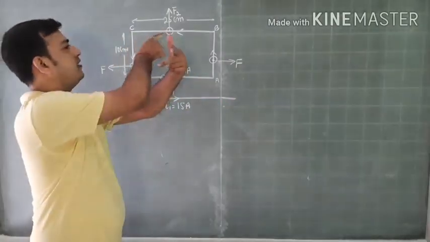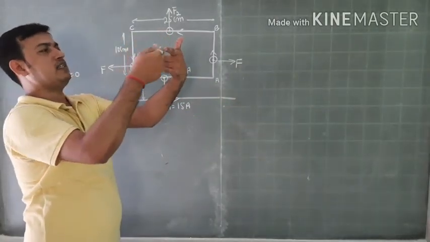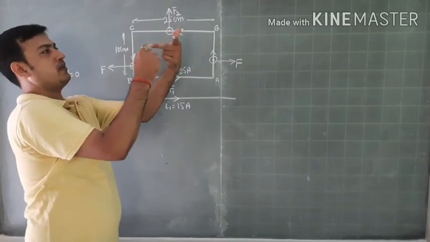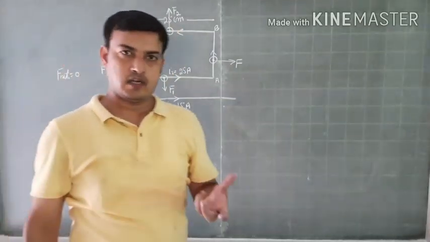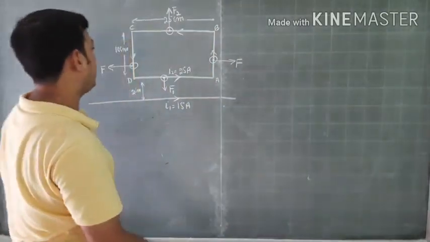So the magnetic field is outside, and the current is in this direction. So this is my current, this is the magnetic field, and the force is upwards. So both are methods you can apply.